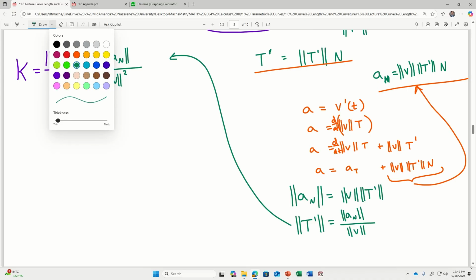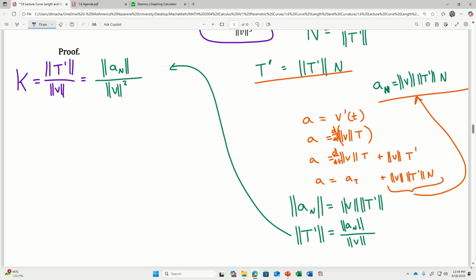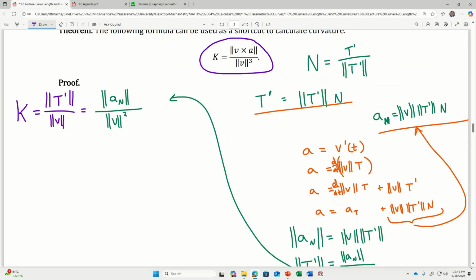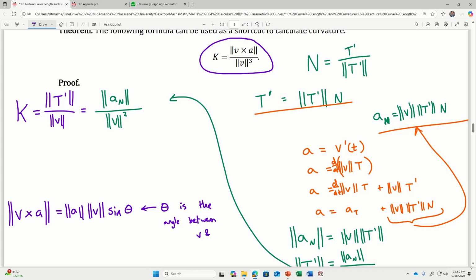Okay. So let me take another look at where we're trying to go with this formula for curvature. I also see the norm of V cross A. Let's think about that for a moment and see where we go. I know that the norm of V cross A is the norm of A times the norm of V times the sine of theta, where theta is the angle between V and A.